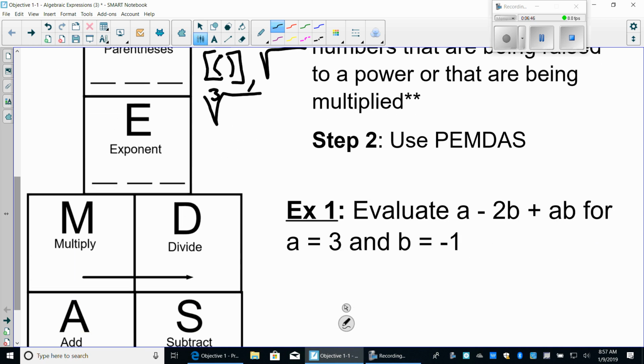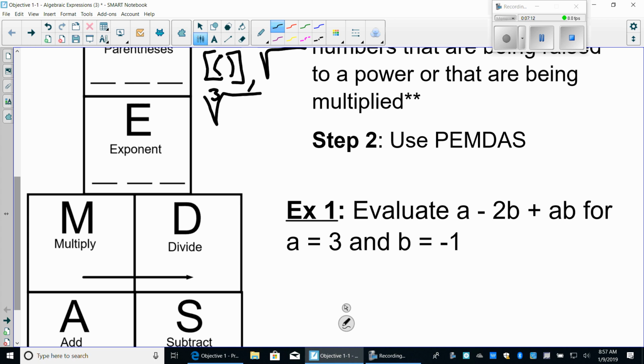After that is multiply and divide. Do you multiply or do you divide first? Always? Every single time? Left to right. Very good. Any questions on that? It's whichever one comes first, so sometimes it's divide first. That's why these are on the same row. Sometimes it's divide first, sometimes it's multiply first.